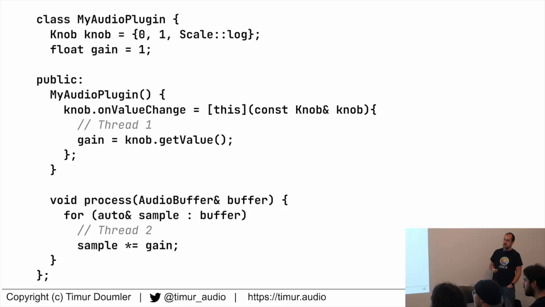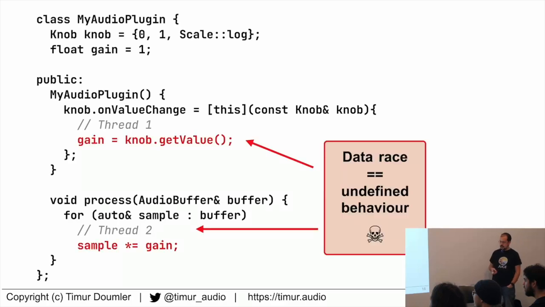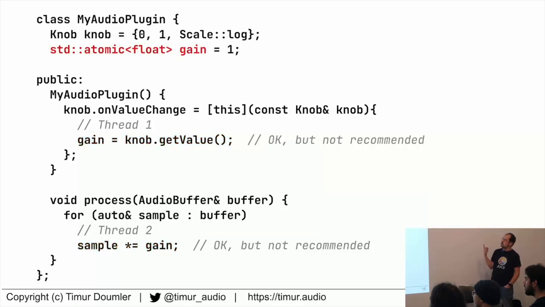Gain isn't atomic. So there's a data race, and that's undefined behavior. Can't do that. So you need to make this atomic. And now this is going to compile. So now we're using these short forms, but it's better to use the long form.